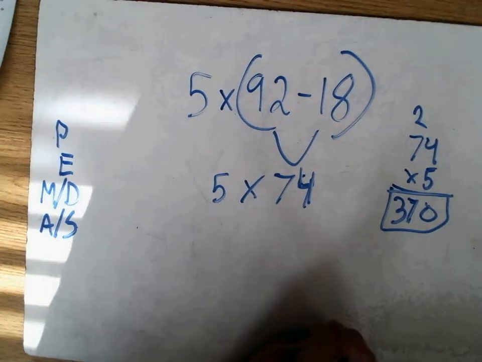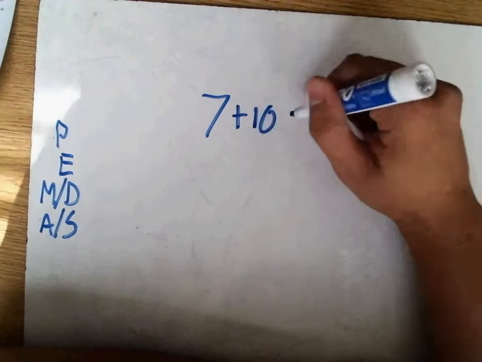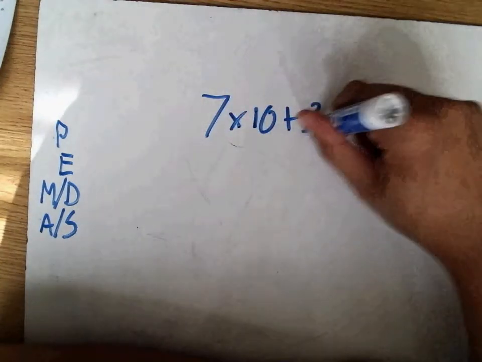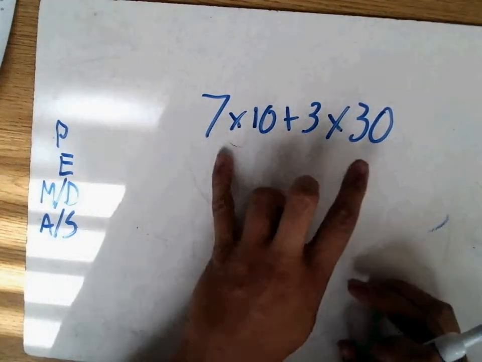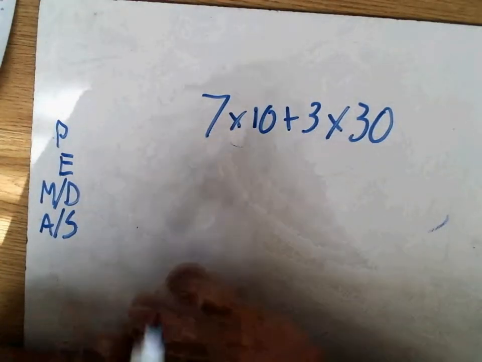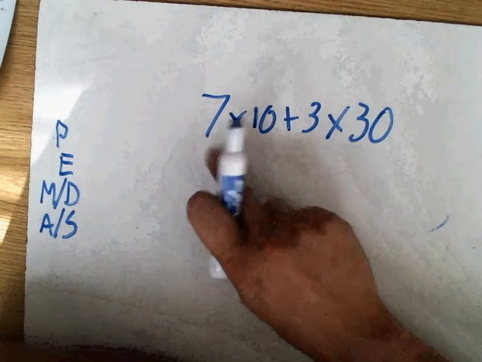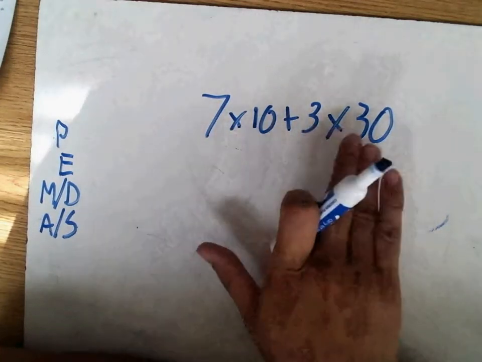Let's take a look at one of these. So 7 plus 10, or I'm sorry, 7 times 10 plus 3 times 30. Right, so in this we have two sets of multiplication, and we're just going to treat it like a book. We're going to read it left to right. So here, this multiplication takes place before this one because this happens left to right.